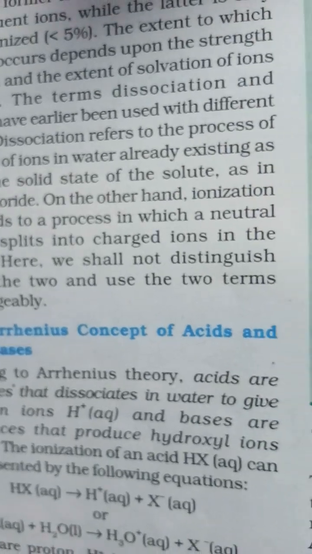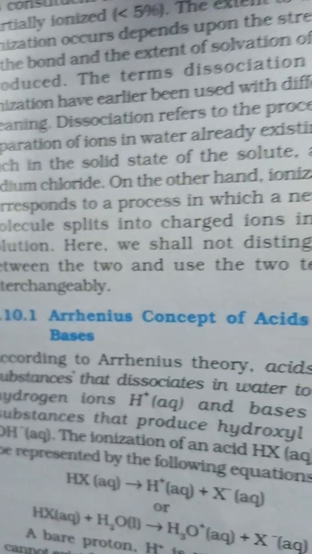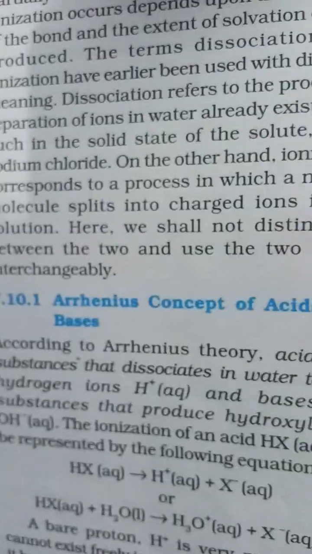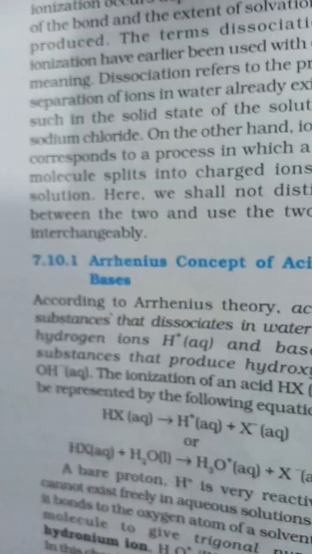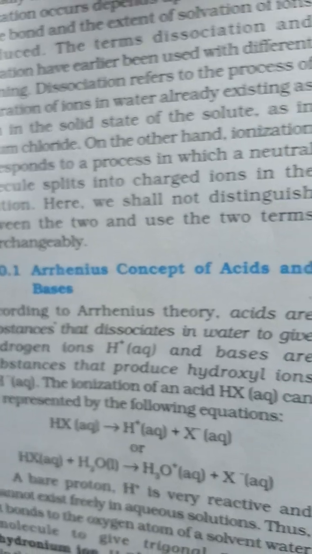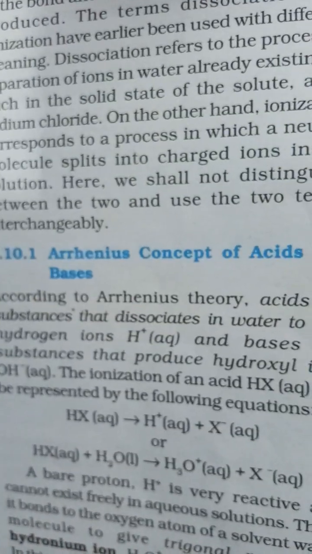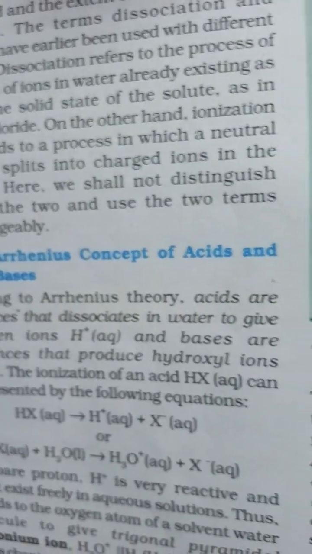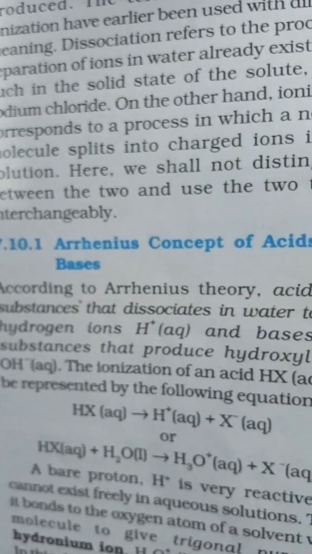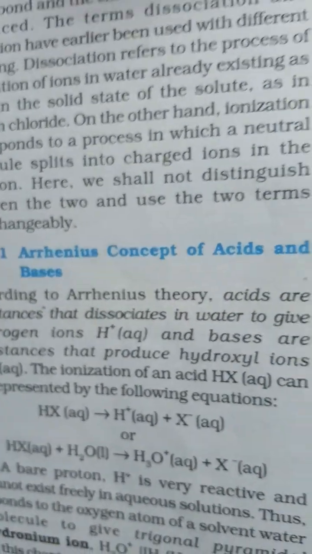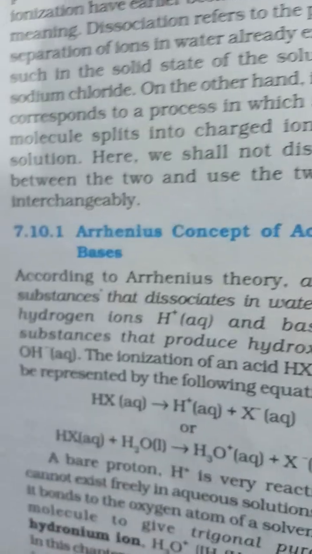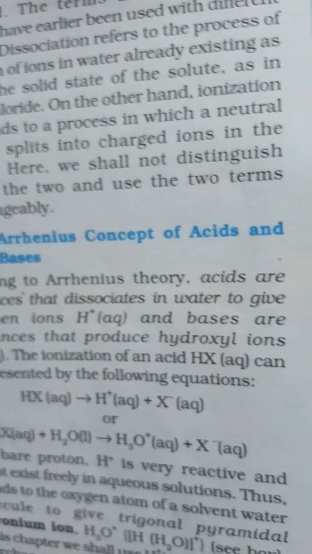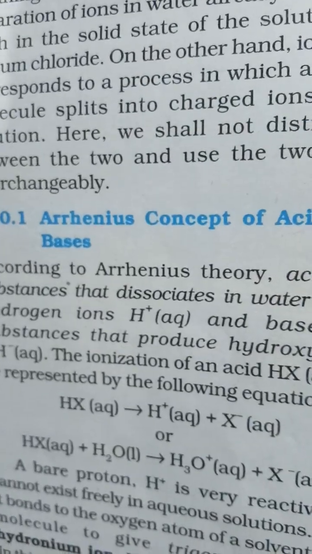Dissociation refers to the process of separation of ions in water already existing as such in the solid state of the solute, as in sodium chloride. On the other hand, ionization corresponds to a process in which a neutral molecule splits into charged ions in the solution. Here we shall not distinguish between the two and use the two terms interchangeably.